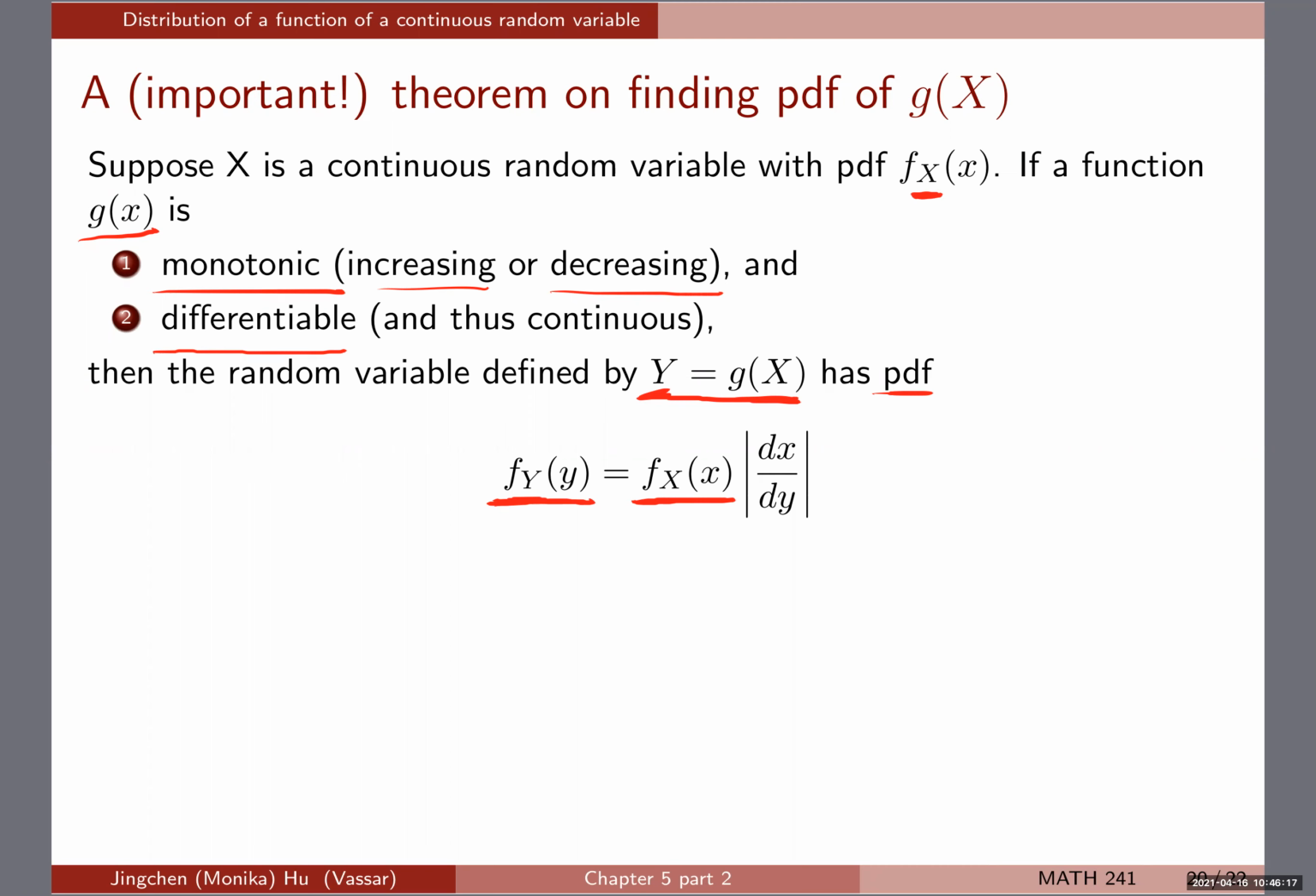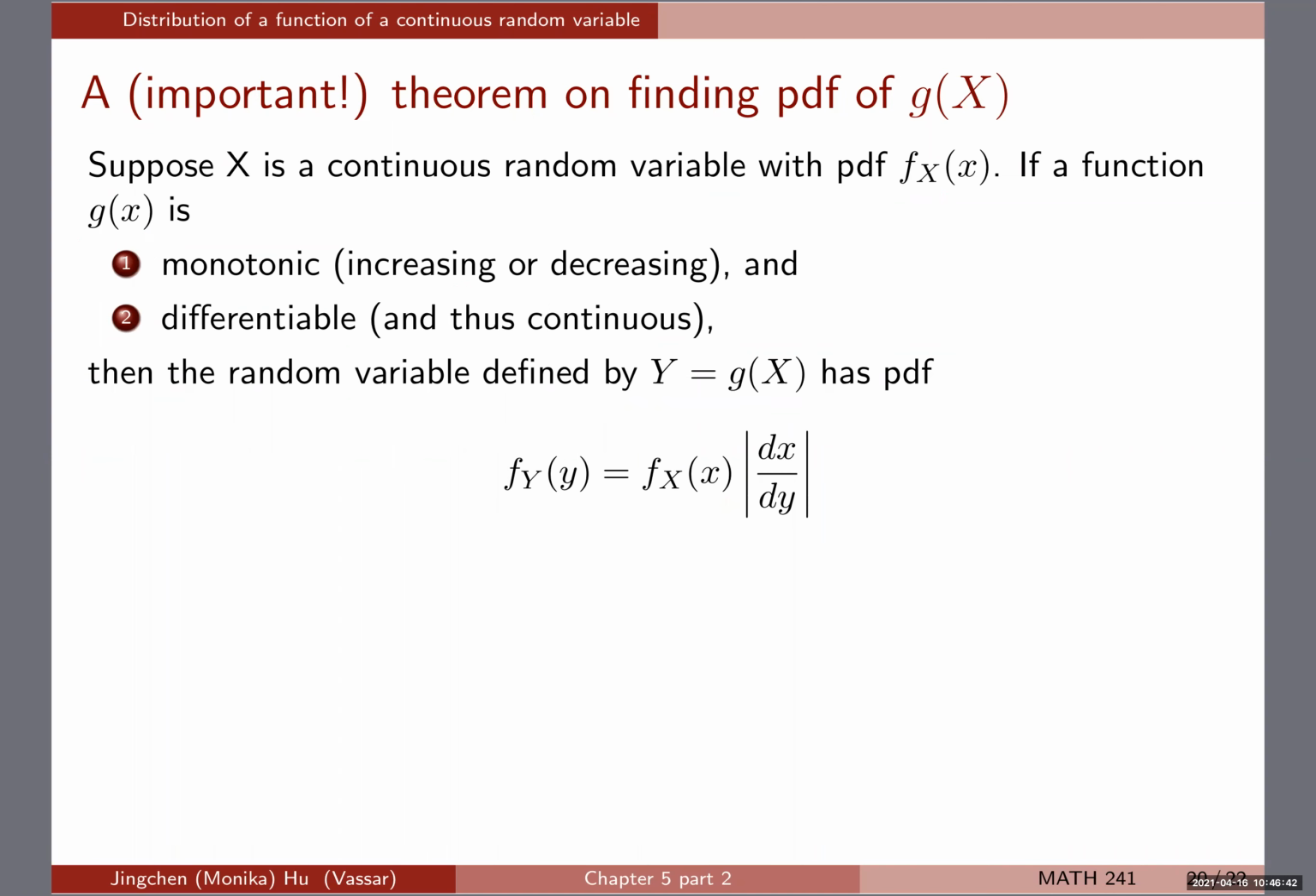Look at this result. You will start to think, obviously I need to know f_X. So in order to know f_Y, I need to know f_X, and I also need to do the derivative of dx over dy, and then take the absolute value of it. Keep in mind, you need to satisfy these two conditions in order to use this result. We'll see two examples: one where you can use it, the other where you cannot.